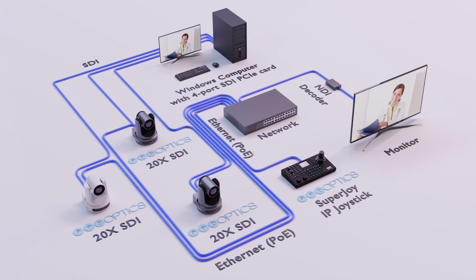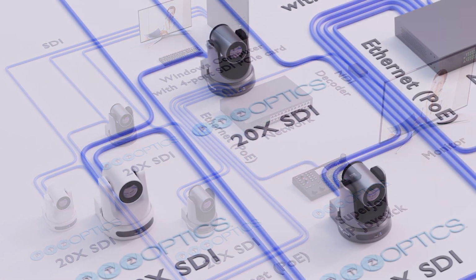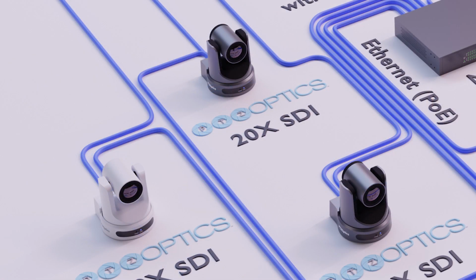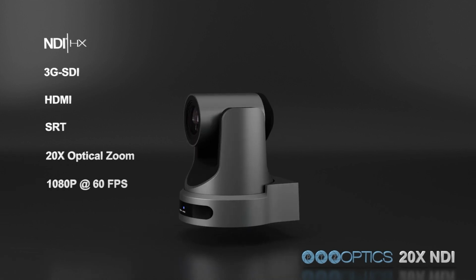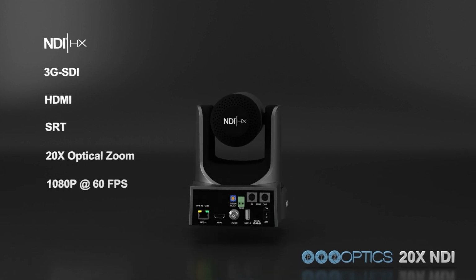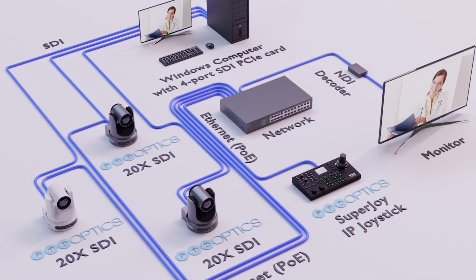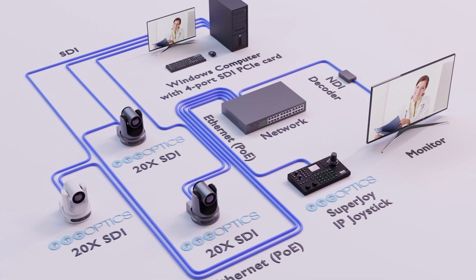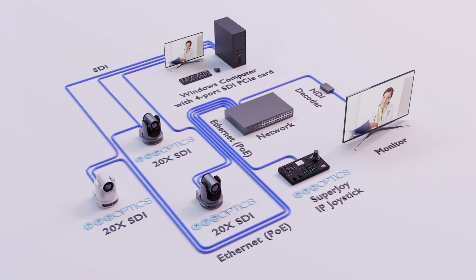For permanently installed areas such as a classroom, the next design features 3 PTZOptics SDI cameras connected directly to a video production computer using SDI cabling. It's also possible to use NDI PTZOptics cameras and run all the video over your network. The amount of cameras necessary to set up a system like this can change, depending on the room type.